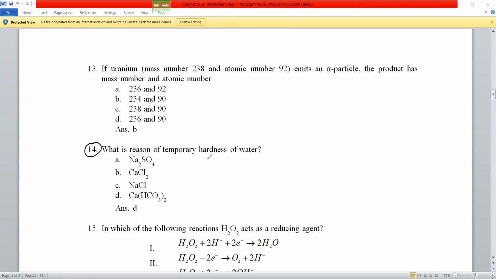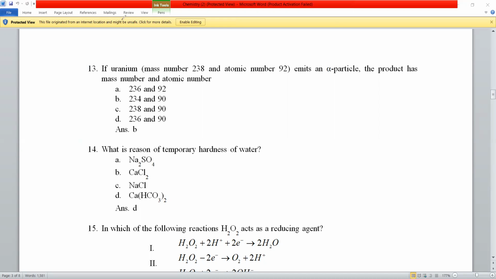What is the reason for temporary hardness of water? We know very well what is responsible for temporary hardness: calcium as well as magnesium bicarbonates. For permanent hardness, we can take chlorides as well as sulfates of calcium and magnesium. They're asking about temporary hardness, so option D is the correct one.